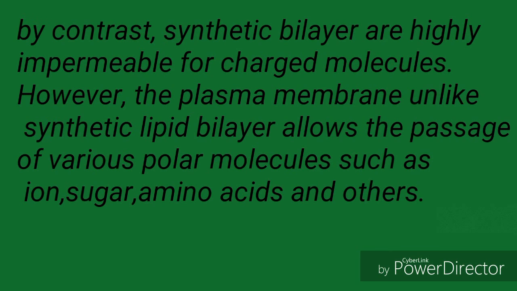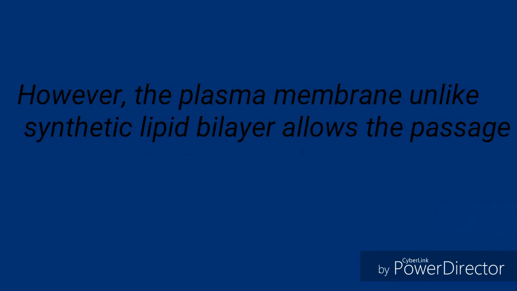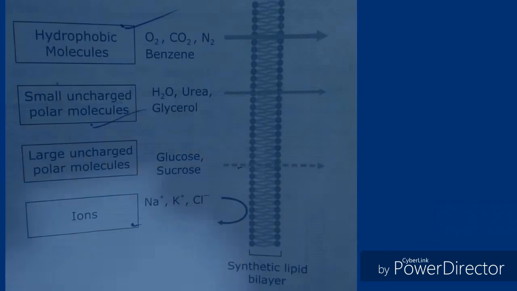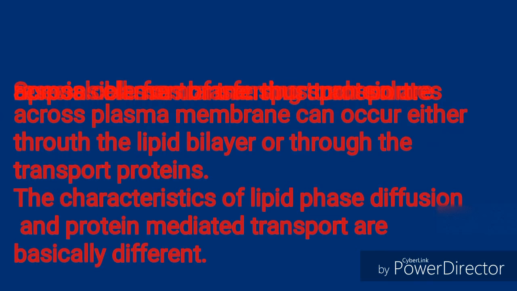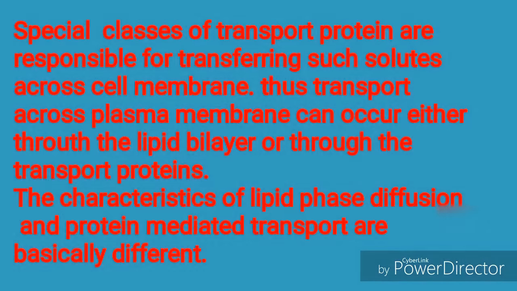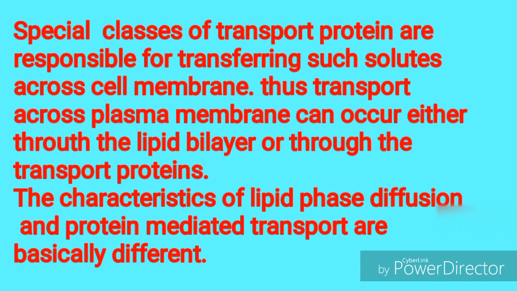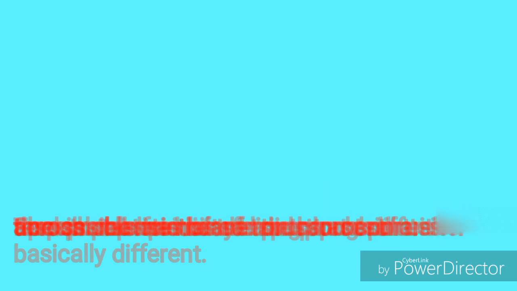However, the plasma membrane, unlike synthetic lipid bilayer, allows the passage of various polar molecules such as ions, sugar, amino acids and others. Special classes of transport proteins are responsible for transferring such solutes across cell membrane. Thus transport across plasma membrane can occur either through the lipid bilayer or through the transport proteins. The characteristics of lipid phase diffusion and protein-mediated transport are basically different.